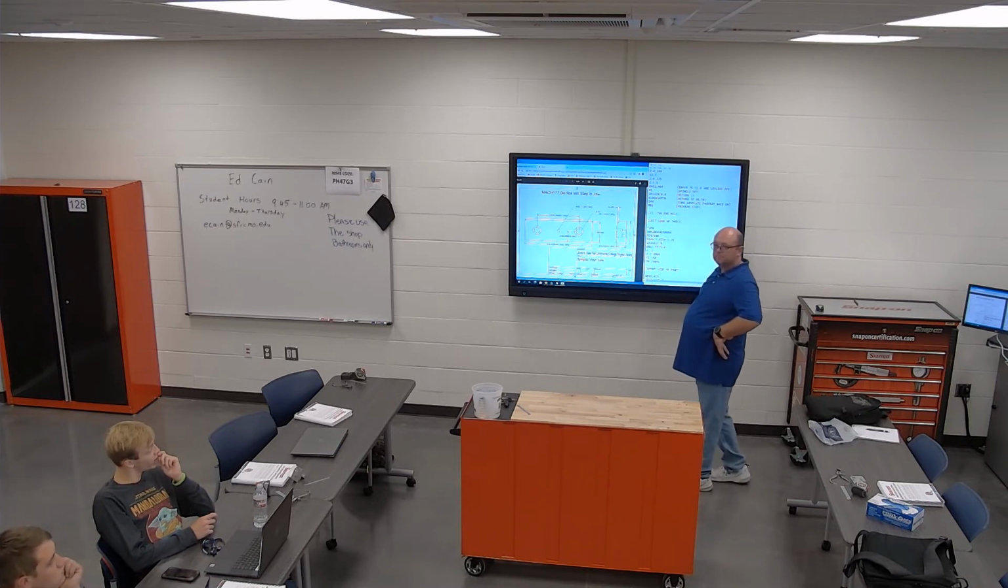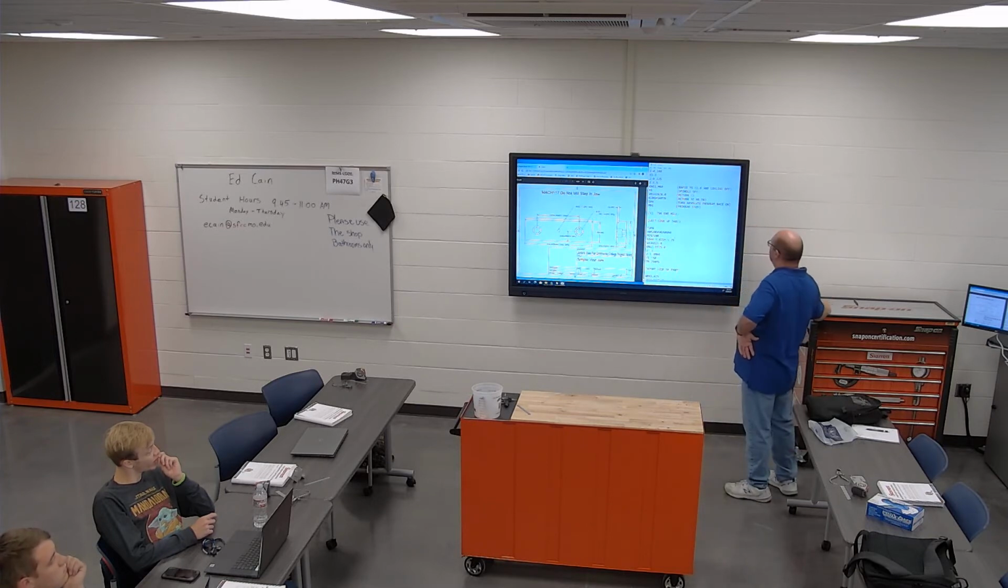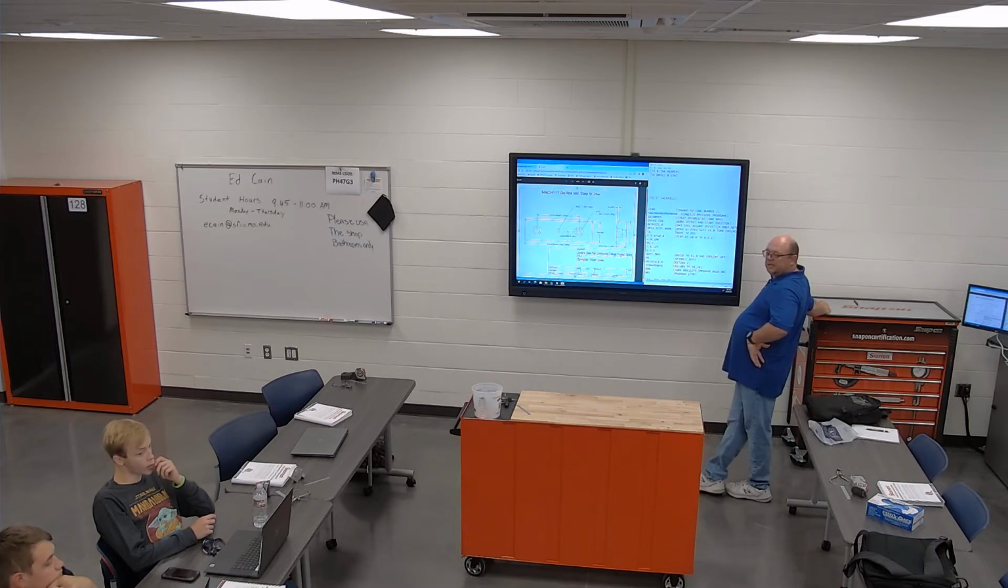So does G91 turn off absolute programming? That should be right up there somewhere. I think I put them all in there. Maybe not. It's all in your book on one page or two pages. That way it goes back to the machine's home instead of the offset's home.